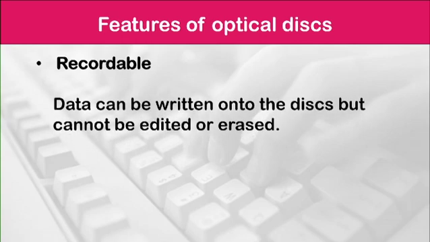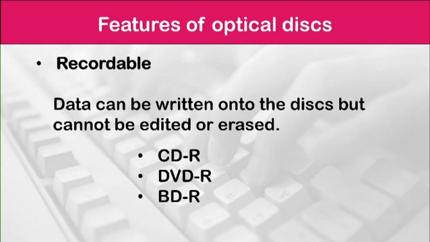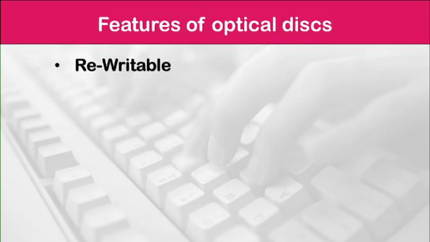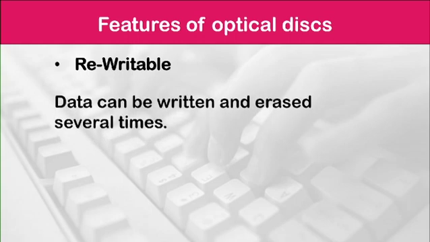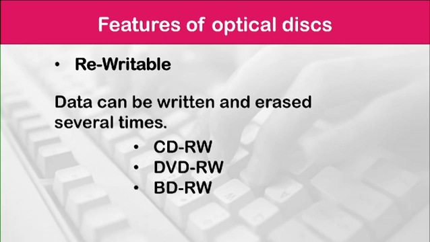In the recordable disk, data can be written onto the disk but cannot be edited or erased. The recordable disks are called CD-R, DVD-R, and BD-R. The rewritable disk allows data to be written and erased several times. The rewritable disks are called CD-RW, DVD-RW, and BD-RW.